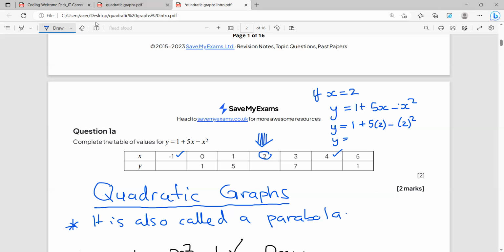But I want to pause the video and then I'll give you this worksheet. I want you to fill in some of the things by yourself, and then we can continue, right? Yes, sir. Okay, so y equals 1 plus 5 times 2, that's 10. So we have 11 there minus 4. What is 11 minus 4? 7. Yes, perfect.